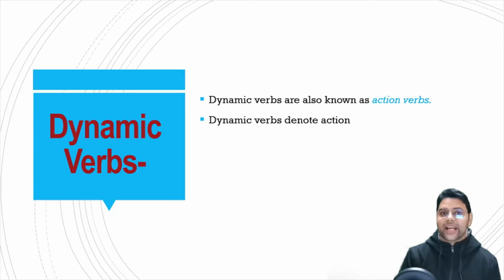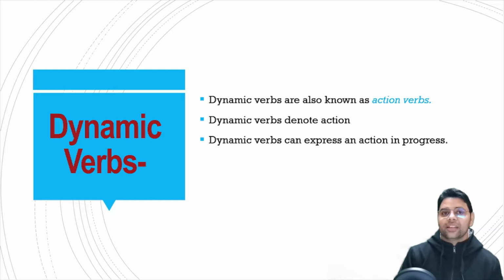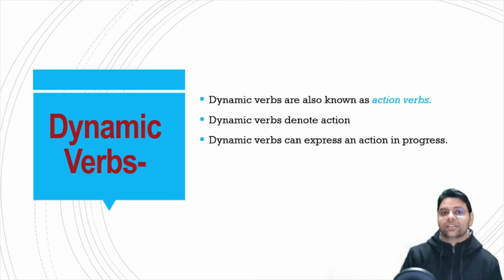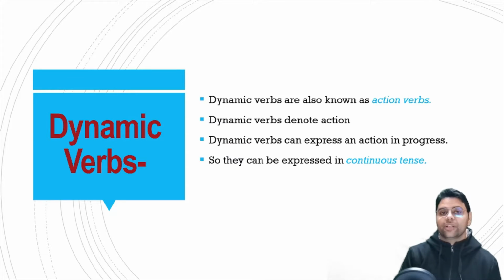Dynamic verbs are also known as action verbs, as they denote some action. It means something is going on. The main thing about dynamic verbs is they can express action in progress. Action in progress means something is going on. For example, I say I'm speaking, we are reading, she is sleeping. So in these cases the action is going on. The main thing which we have to keep in mind is that dynamic verbs can be expressed in continuous tenses.